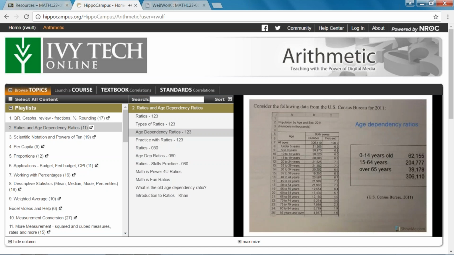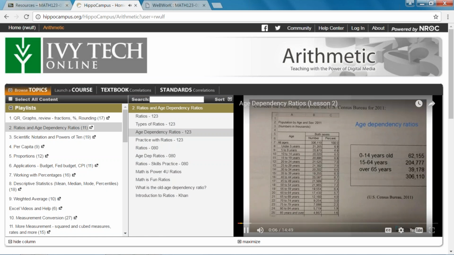All right, we're going to deal with some age dependency ratios. So this is a specific application of types of ratios. And she's fantastic. She's got an animated voice. She's funny. So you can go through and just follow right along in the book. Like I said, it's an investment that will have you save so much time in the end. Okay.